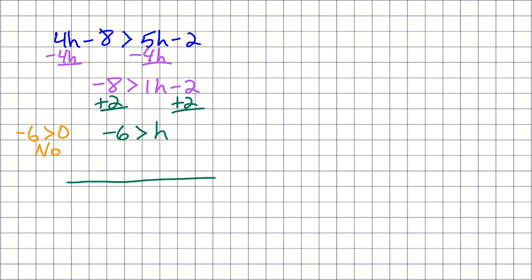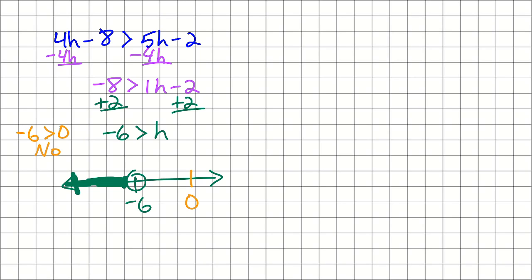So when I go to make my graph, I have -6 right here in the middle. There's no equal sign, so it's an open circle. And then 0 is over here to the right. 0 is always bigger than negative numbers. Since our test point did not come out to be true, we have to shade the other direction.